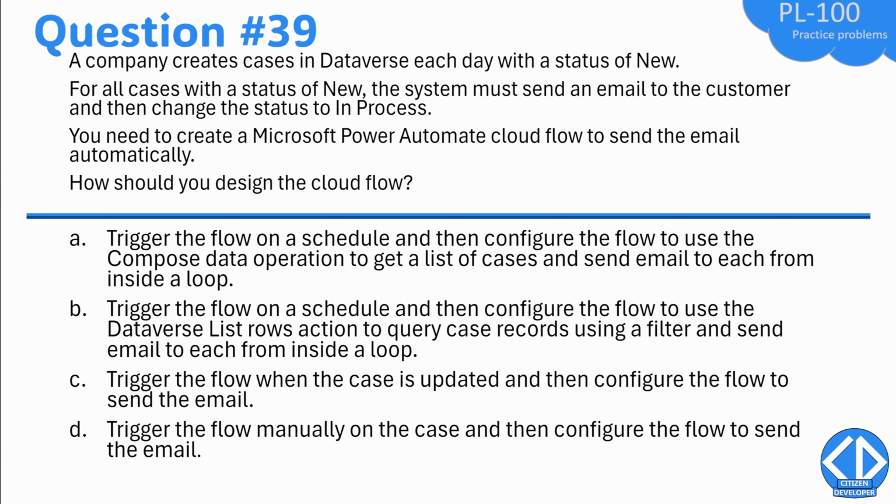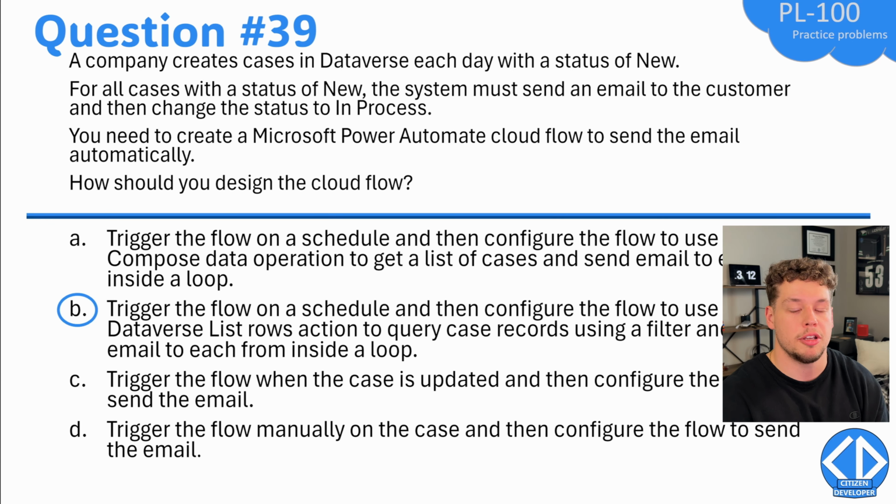Trigger the flow manually on the case and then configure the flow to send the email. See, that one sounds potentially right to me as well, but I think there's one little hint that it gives us. In the statement explaining what we want it to do, we want the system to send an email. And so I think that would eliminate D, to trigger the flow manually, because that wouldn't be the system sending it. That would be a user or a caseworker to send it. So that's going to cross off D and leave us with B, trigger the flow on a schedule.